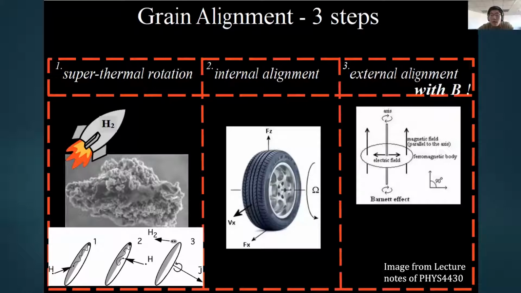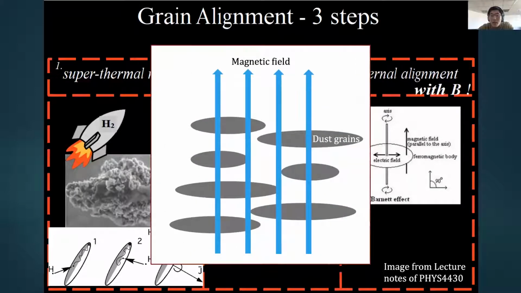And the spin will generate a magnetic moment parallel with the rotating axis due to the Barnett effect. And just like a laboratory top, the grain will float in the sea of magnetic field with the spin axis aligned with the magnetic field. So the final result would be that dust grains are perpendicular to the magnetic field.